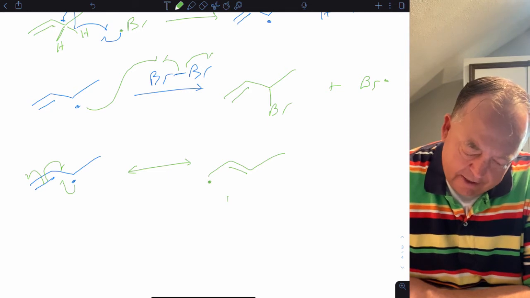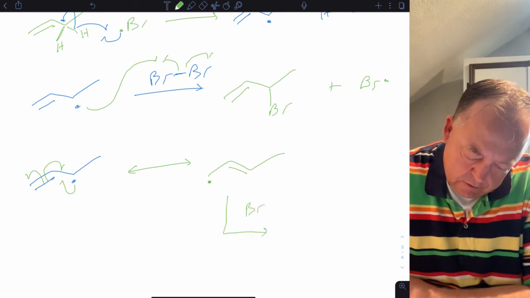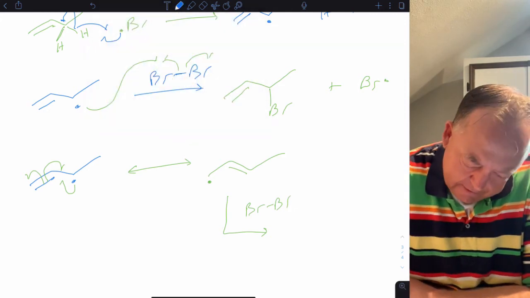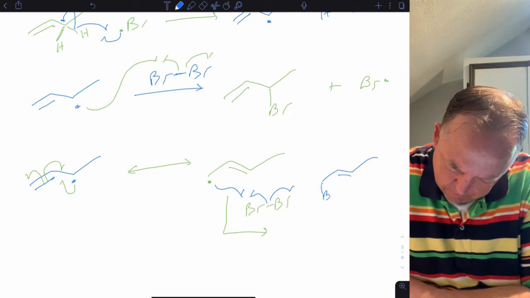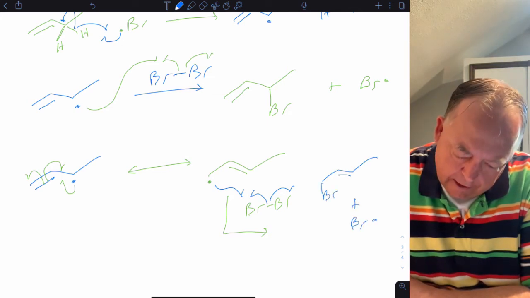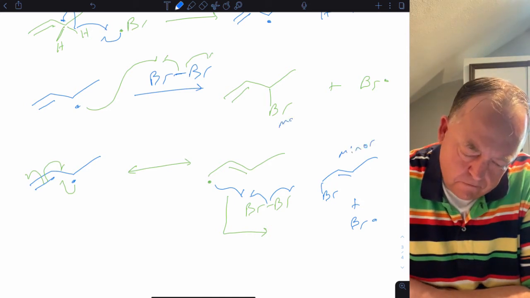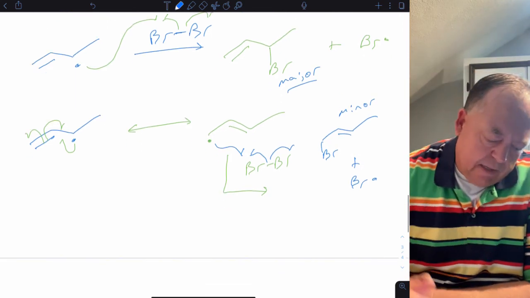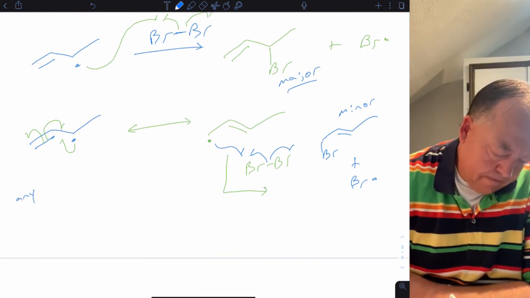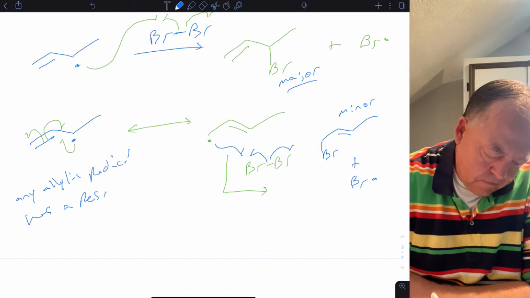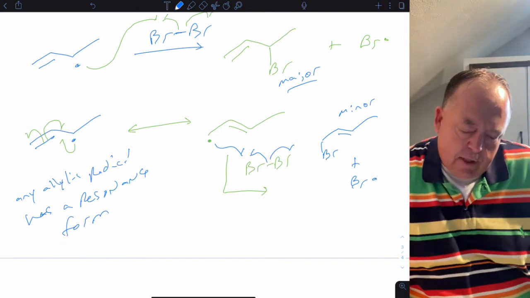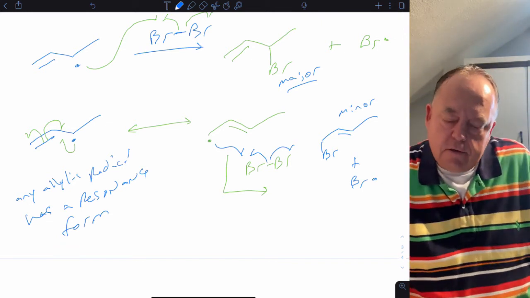And now that you have that, that could react with a molecule of Br2. So take that radical, pull off a bromine atom, and make another bromine radical. And then there's your minor product. Okay, so you have to keep in mind, anytime you have an allylic radical, it has another resonance structure. So that would lead to 2 possible products.